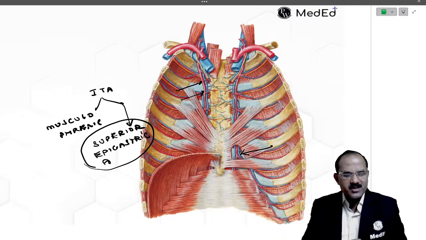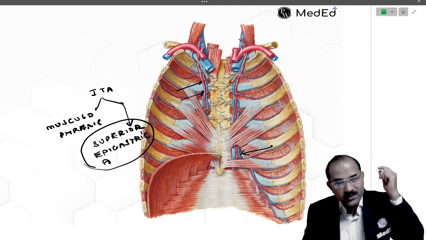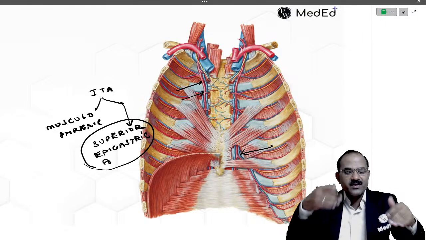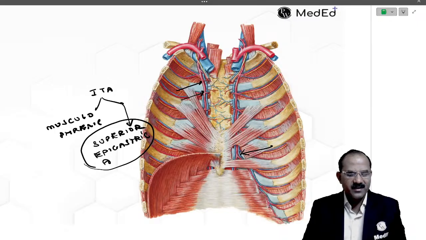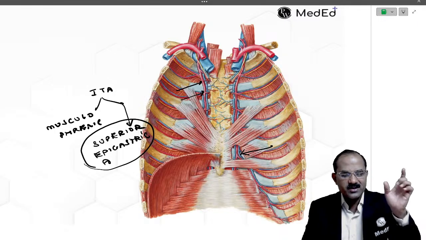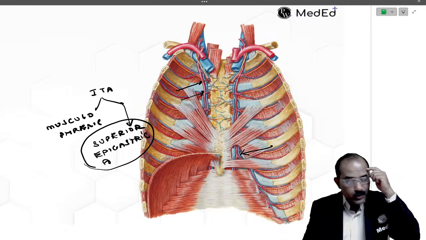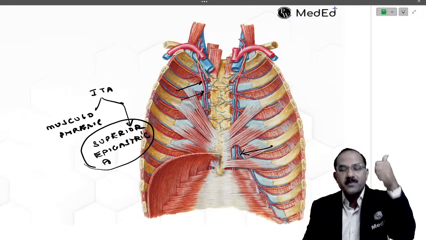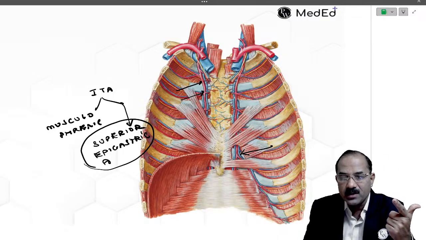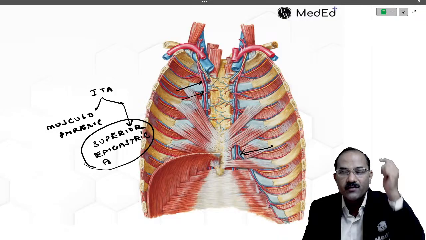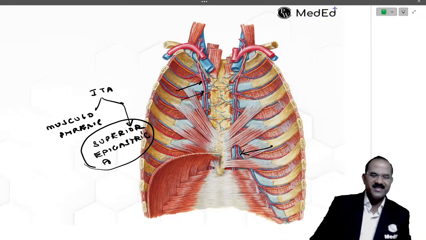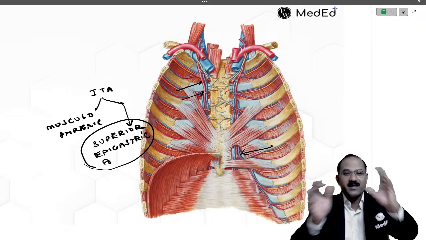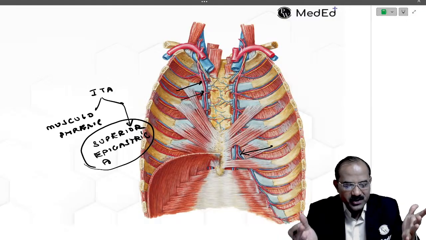Vinay, very good. Superficial epigastric artery is a branch of femoral artery. Very nice. It's a superficial branch of femoral. External iliac is not correct, child. It's a superficial branch of femoral. You should know this. You know the branches of femoral artery, superficial branches: superficial epigastric, the superficial external pudendal, and the superficial circumflex iliac.